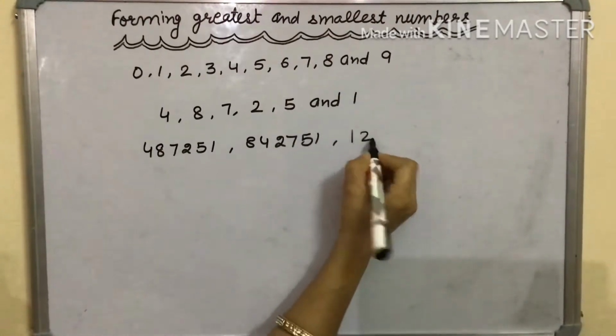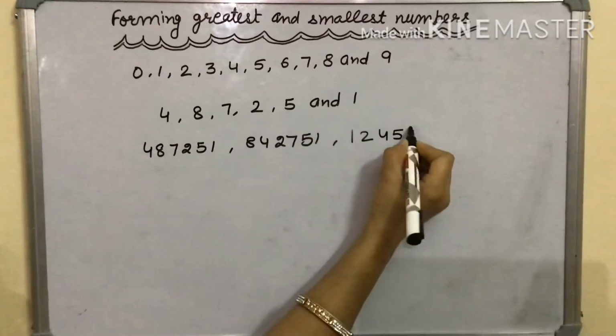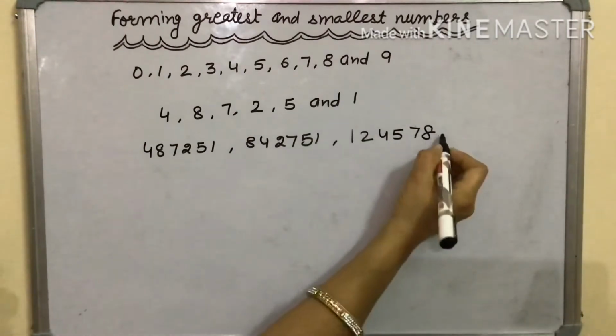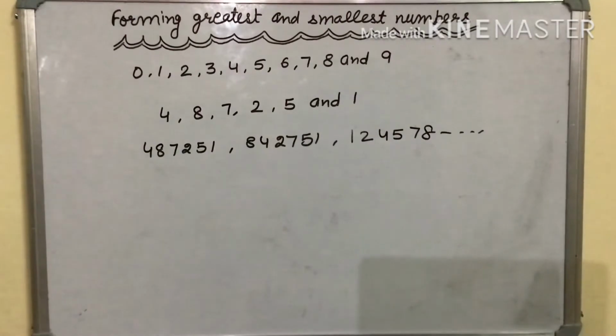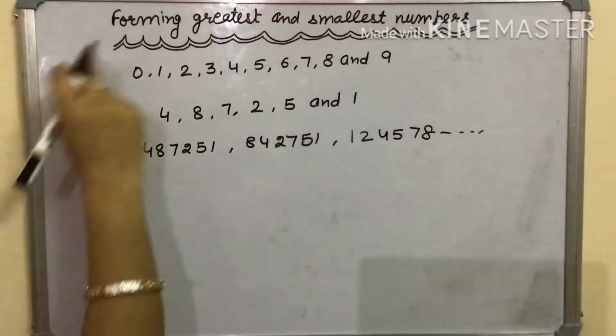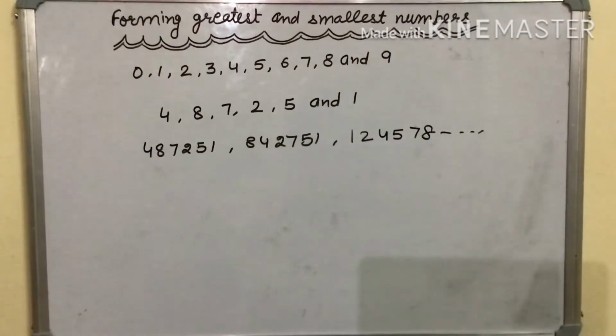1, 2, 4, 5, 7, 8 and so on. We can form many numbers from the given digits. But in today's topic, we have to form greatest and smallest number by the given digits.